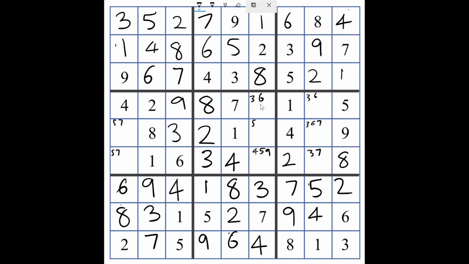And let's go to these squares here. Let's check what these could possibly be. Can't be a 1, can't be a 2, can't be a 3 or a 4. Let's rub out our 4. Could be a 5, can't be a 6, can't be a 7 or an 8. Could be a 9. So that's a 5 or a 9.